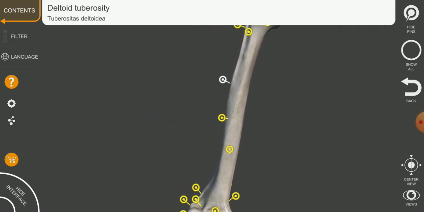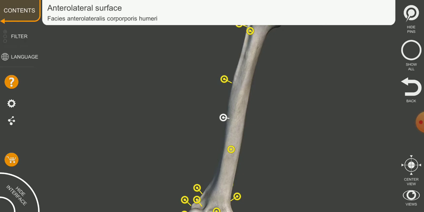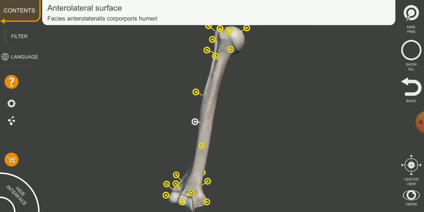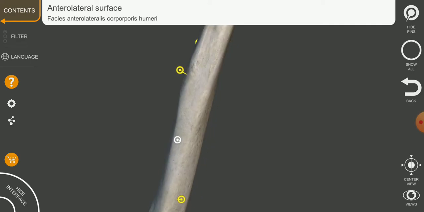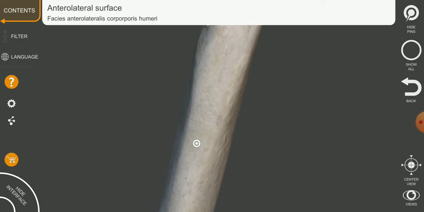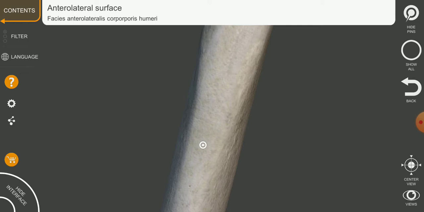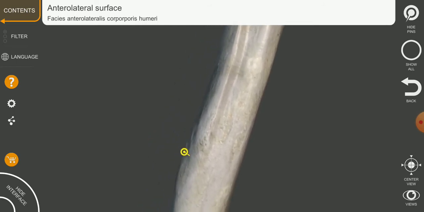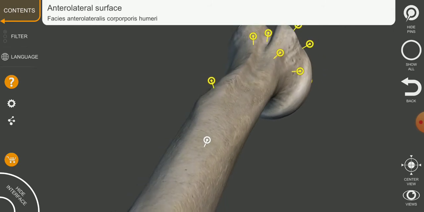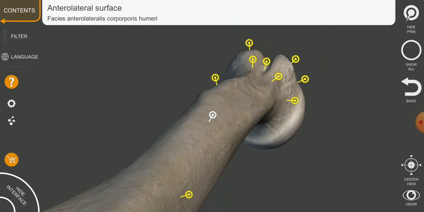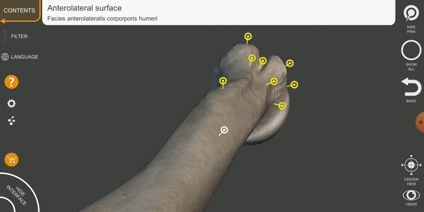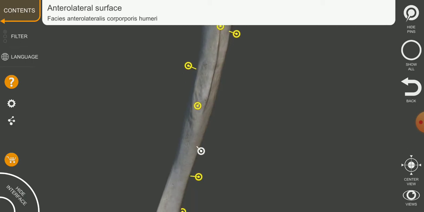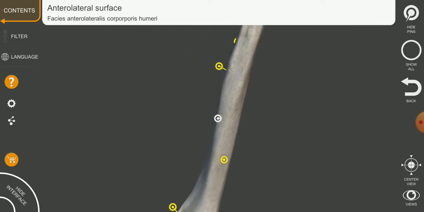So now we have a structure here, that is the anterolateral surface, because it is present on the anterior surface and the lateral surface. So there is a little bit flat area between the crest of the greater and the lesser tubercle. Now the sulcus ends here, and it becomes a flat area. This flat area is facing toward the lateral side and the anterior side. So it is called the anterolateral surface of the humerus bone.